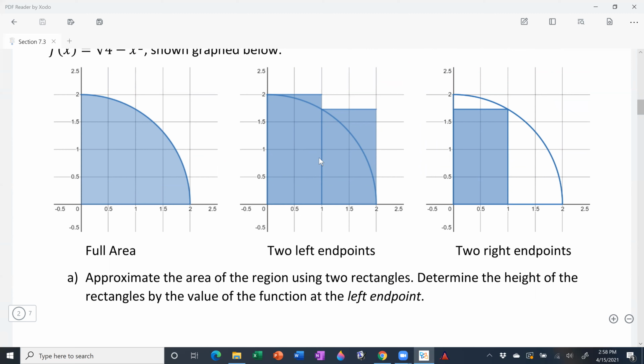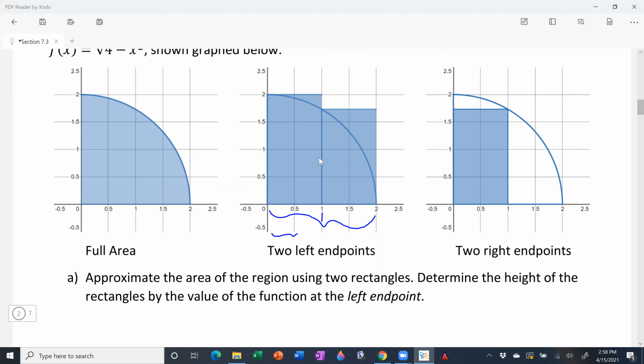And when I say left endpoint function values, that means when we're dividing this whole region right here, all the way from 0 to 2, we're dividing it into two evenly spaced widths. So that means we're going from 0 to 1, and then we're going from 1 to 2.